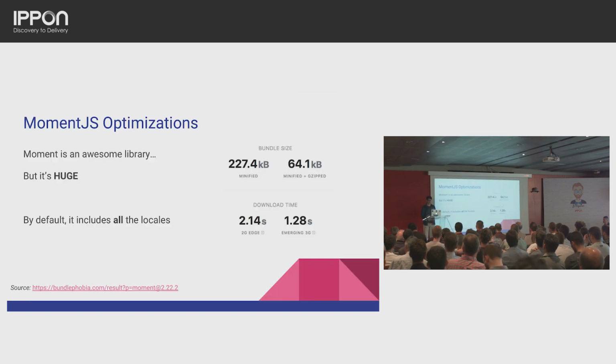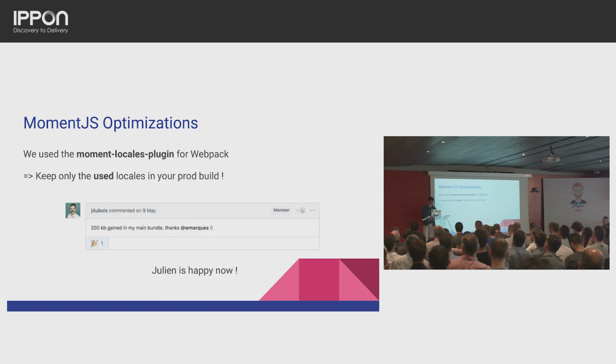Next, we added some optimizations, as I said, for Moment. Does anyone know Moment or use MomentJS to manipulate dates? Yeah, I think it's the most famous library to manipulate dates in JavaScript. But by default, they give you all the locales bundled. In JHipster, we know what languages you selected, so we can remove all the locales you didn't select to make your production build smaller. So I've shown you, and now Julien is very happy because his production build has gained 200 kilobytes.